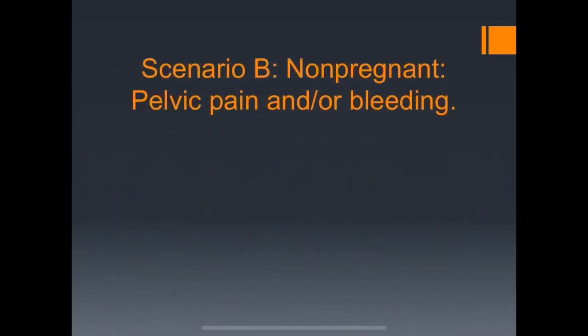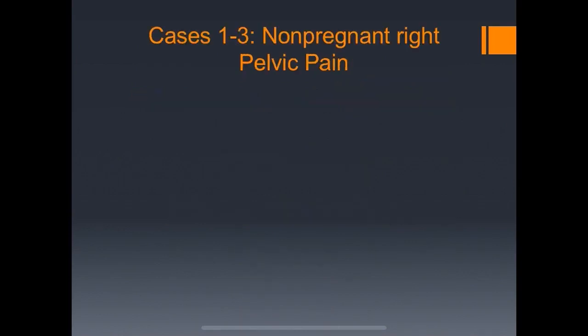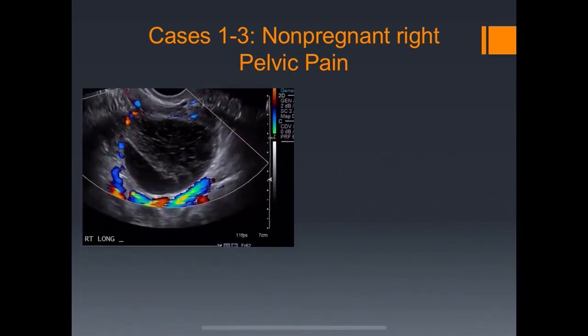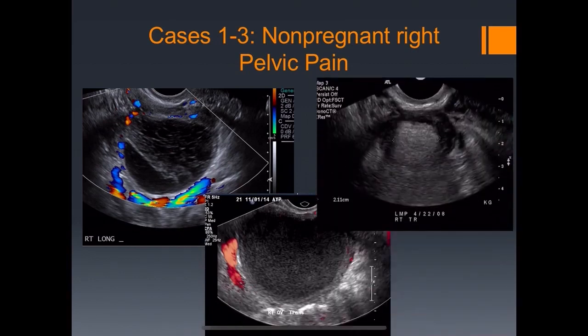All right, so now the second scenario is the non-pregnant patient with pelvic pain or bleeding. And the most critical thing we look at are what are the surgical indications, and one of them being torsion, the other abscess or infection. We will sometimes see tumor. So let's look at cases again. The first 3 cases are one image from 3 different patients with right adnexal pain. Here's the first. Here's the second patient, and here's the third patient.